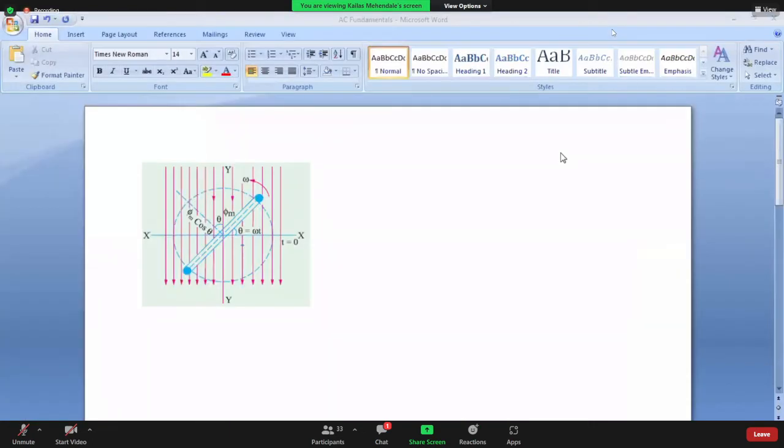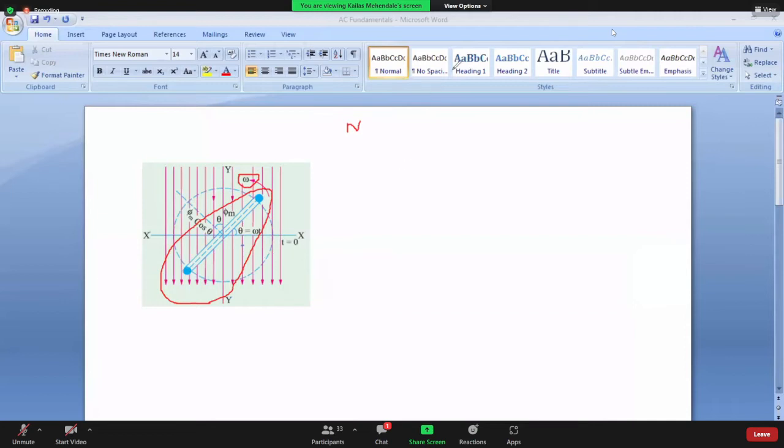So as you can see over here, what you see is the so-called coil. This is a coil which has n number of turns. This coil is rotating in the anti-clockwise direction. What is the angular frequency? I just highlighted that. Omega. Okay, very good.